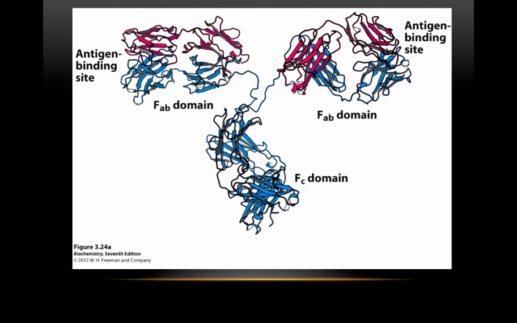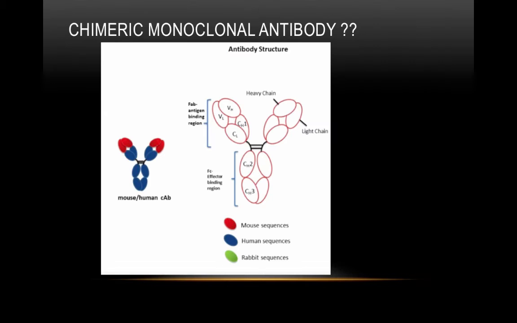Here's the picture of it. It consists of beta sheets and loops. The antibody has a FAB domain, which is the antigen binding site, and a constant region, Fc. So in a chimeric antibody, the Fc domain is from a human antibody, and the FAB domain would be from a mouse antibody. Here's a simple version of the chimeric antibody.